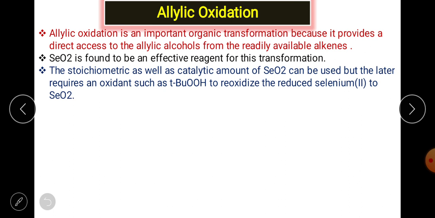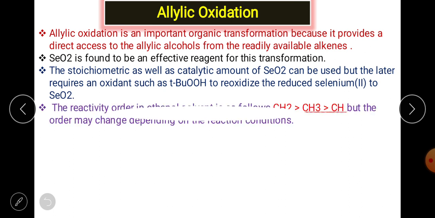The stoichiometric as well as catalytic amount of SeO2 can be used, but the latter requires oxidants such as tertiary butyl hydroperoxide to reoxidize the reduced selenium back to SeO2. So basically, whether a catalytic or stoichiometric amount of SeO2 is used, after the oxidation of an organic molecule the selenium will be filtered off, and that selenium is further oxidized with the help of tertiary butyl hydroperoxide and converted back to SeO2.